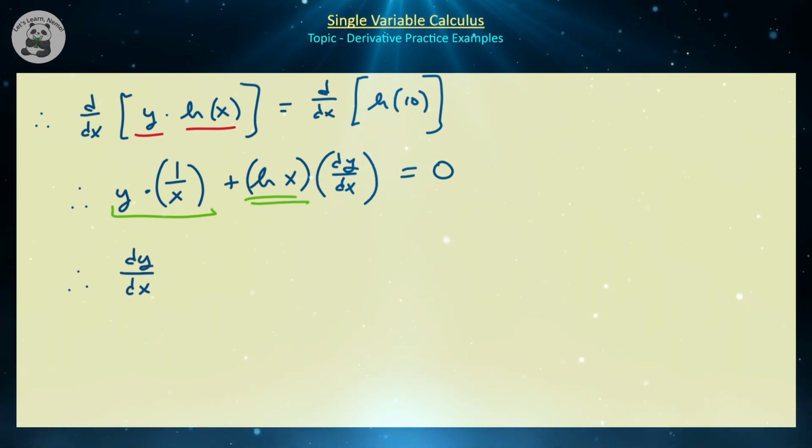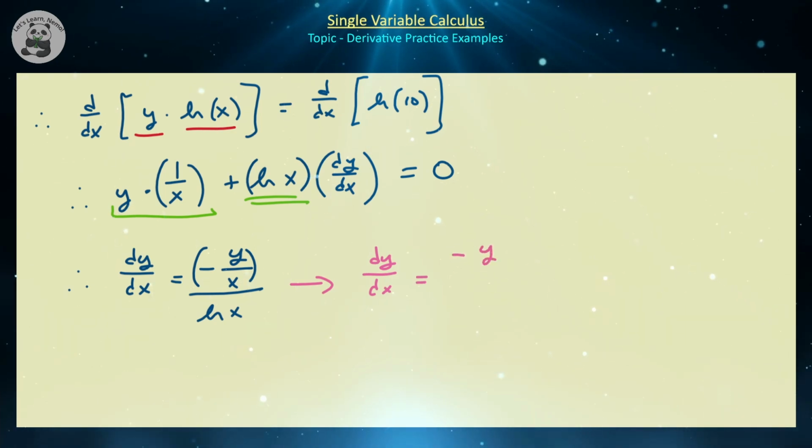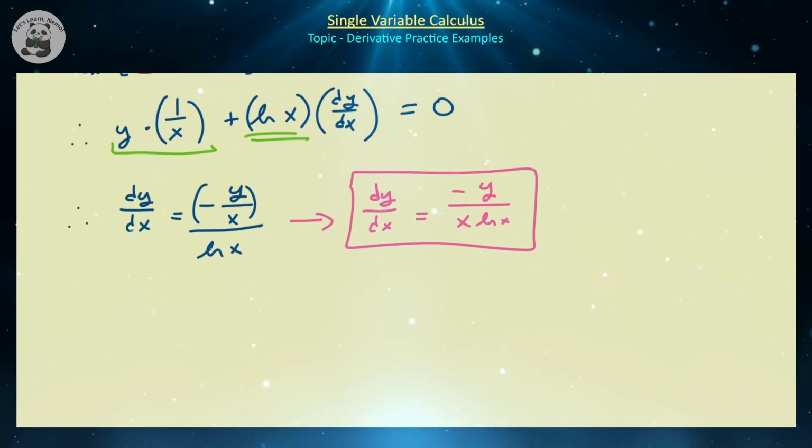So that's going to give us dy over dx is equal to minus y over x, all divided by the natural log of x, which we can actually write in a nicer way as dy over dx is equal to minus y over x natural log of x. And that would be your resulting derivative.